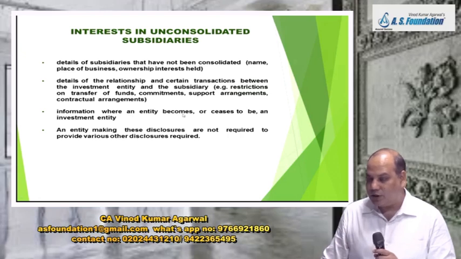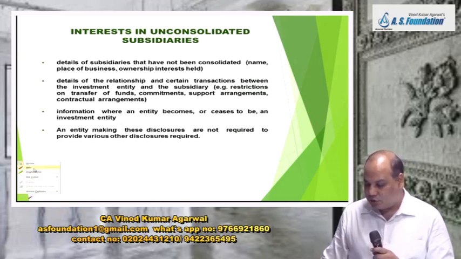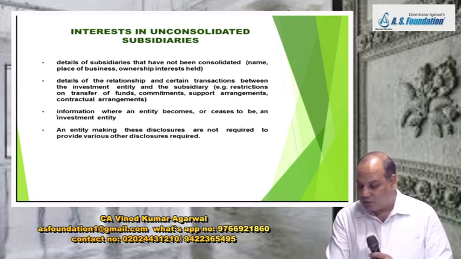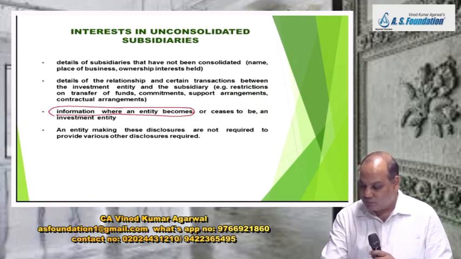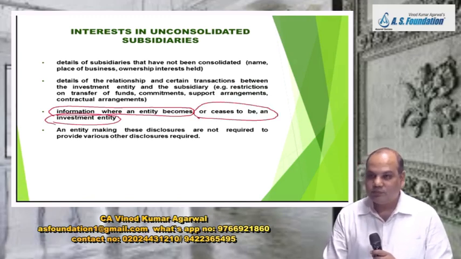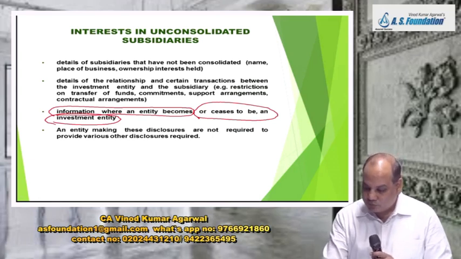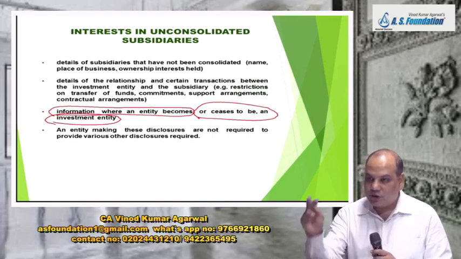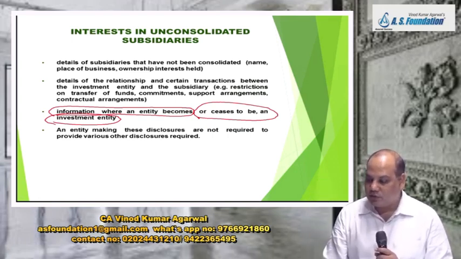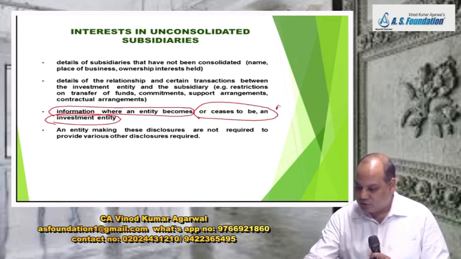Information where an entity becomes or ceases to be an investment entity. Now what are the disclosures you have to give here? When an entity becomes an investment entity, you have to give disclosure. When an entity ceases to be an investment entity, then also we have to give disclosures. You just mention here, refer IAS 27 also. There also we have discussed the disclosure.